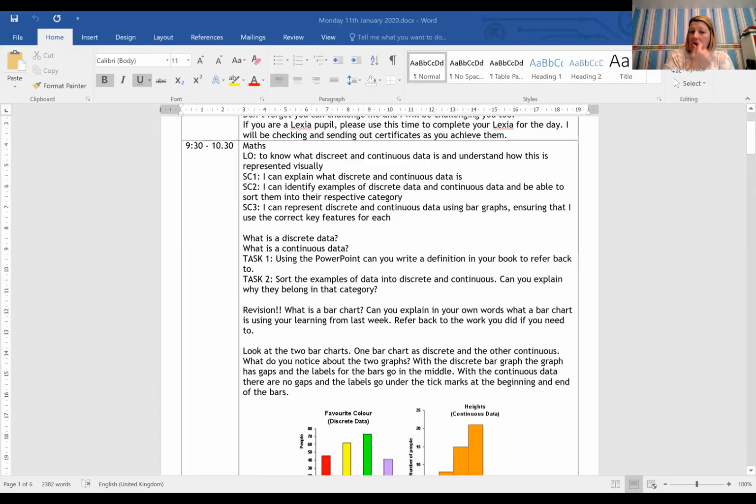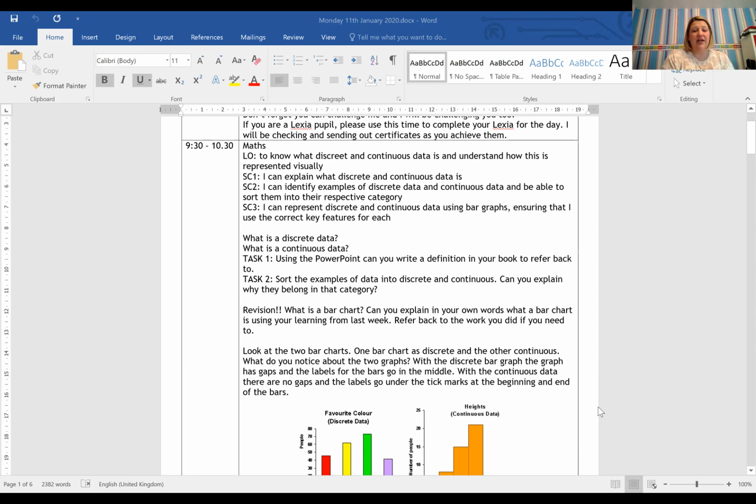We are continuing with our statistics, and we are going to be looking at discrete and continuous data today. So our learning objective for today is to know what discrete and continuous data is. We have already covered a little bit of that. We've talked about the meaning of it, we've done the vocabulary of it, and you talked a little bit about it last week, talking about discrete data and representing that in different ways.